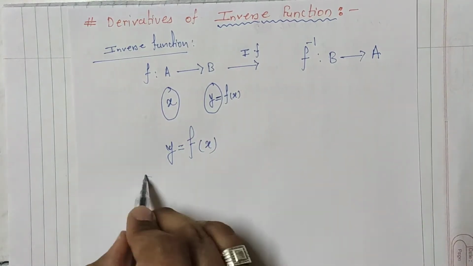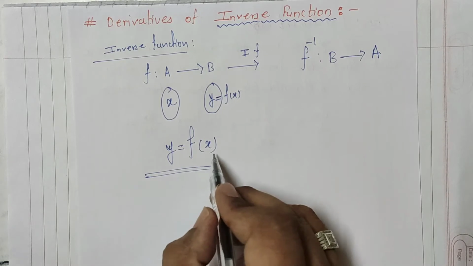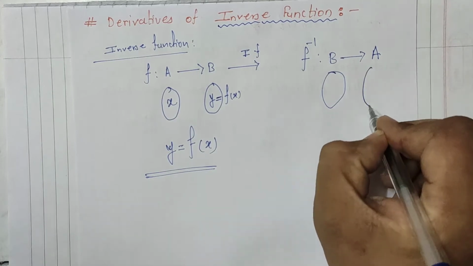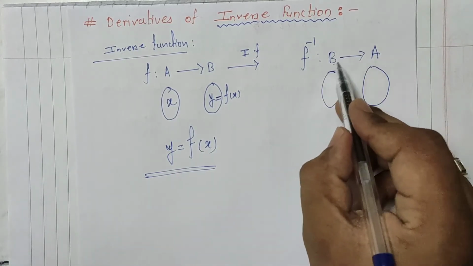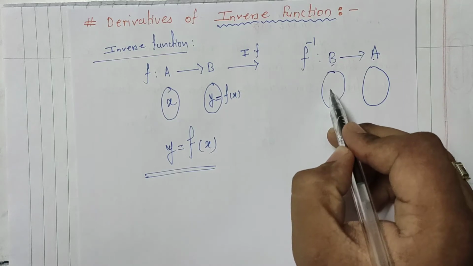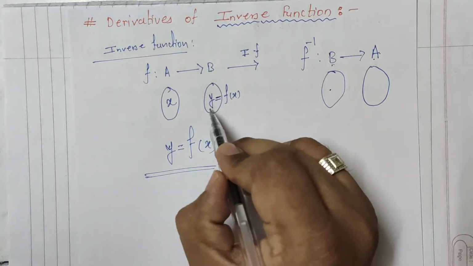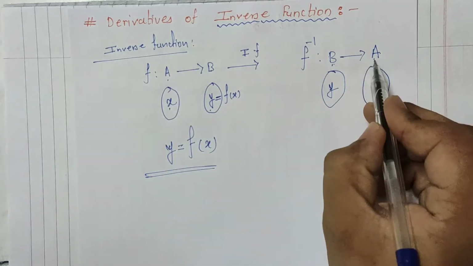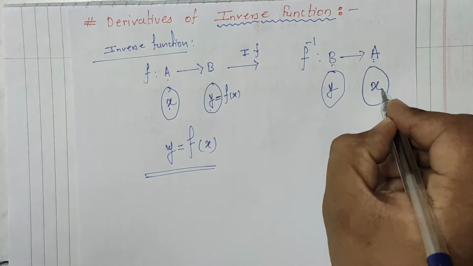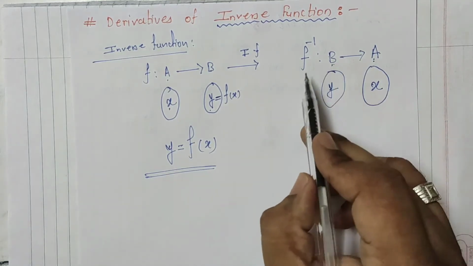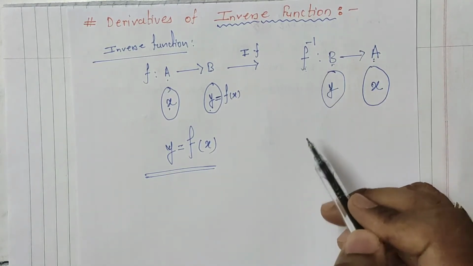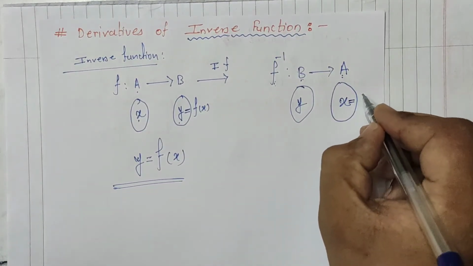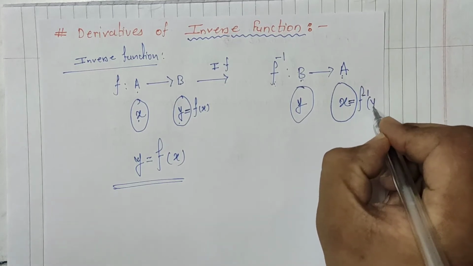Then how is it denoted in the inverse function? Suppose f inverse from B to A. In set B, which element is present? Element y is present in set B. In set A is element x. Then it is denoted by x is equal to f inverse of y.